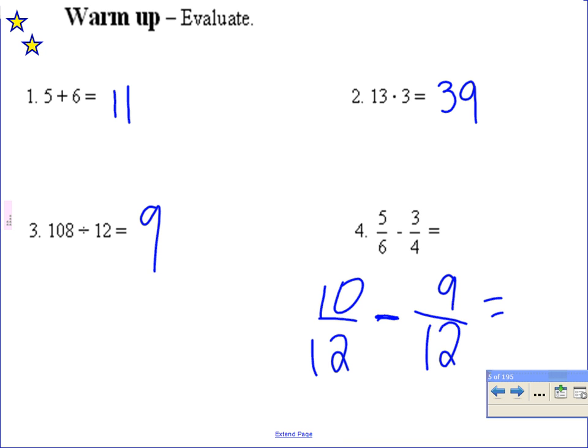Say that again. Good job. 1/12. Leave the denominator alone, subtract the numerator. All right, so you guys are experts, right? We're going to do more problems like this, but not until the next chapter.